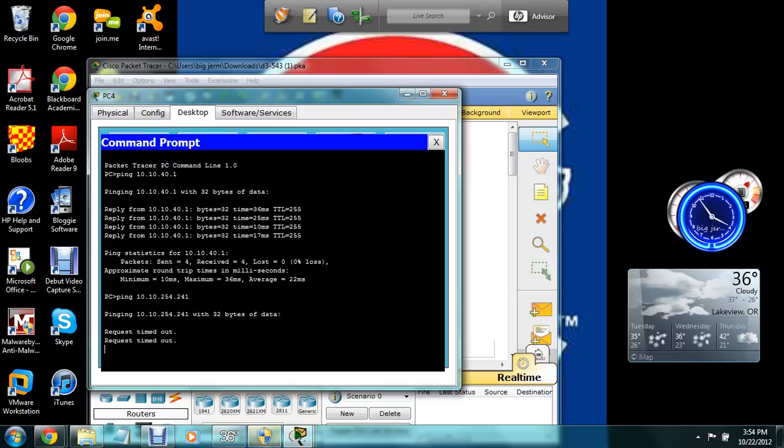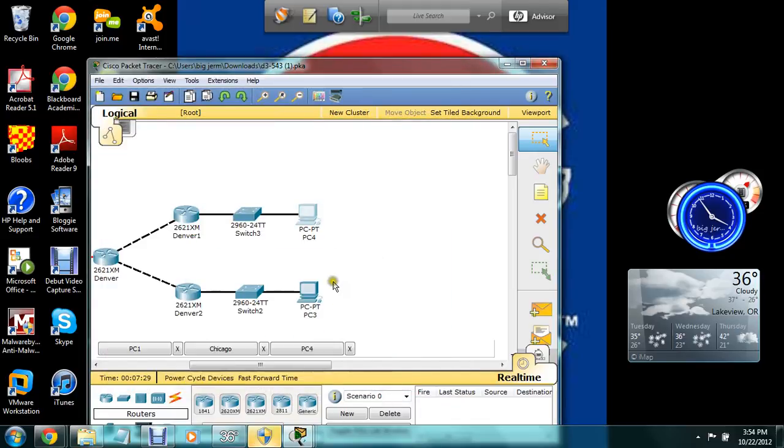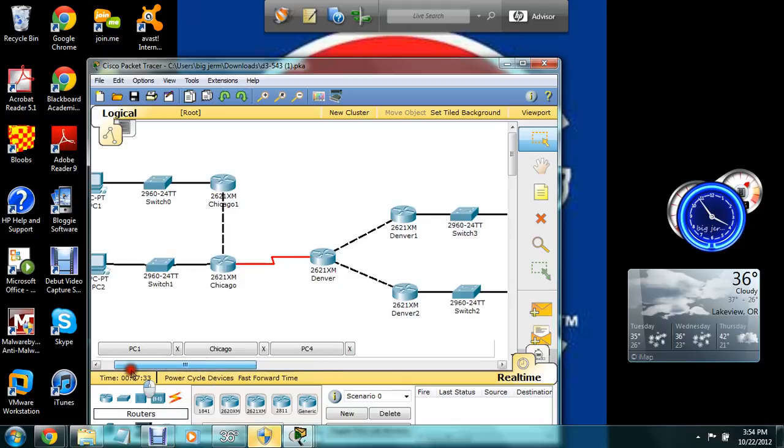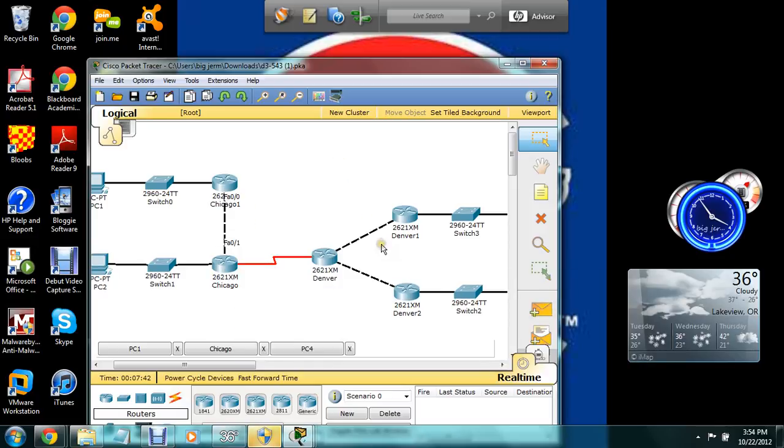Okay, and that's not going to make it, just like our other PC didn't make it. So since that didn't work, that shows that there's a difference between Denver and Denver 1. So our underlying problem here is that our routers are not talking to each other on any system here.